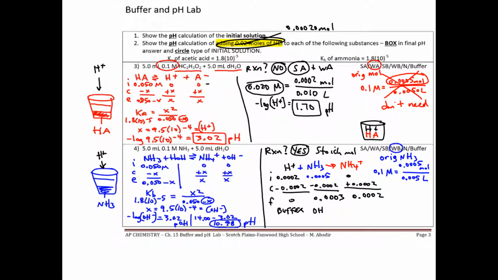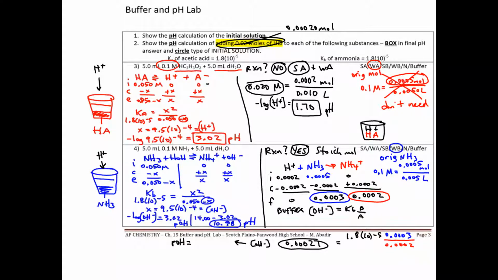I'll use the OH since I know the KB. Alright, so KB, right over here, 1.8 times 10 to the minus fifth. Now we need the base, which is the 0.0003, over the acid, which is the 0.0002. And when you do the math for this, you're going to find the OH to be 0.00027. So that is the OH minus. So I'm going to do the pOH, which is the negative log of that, equals 4.56.